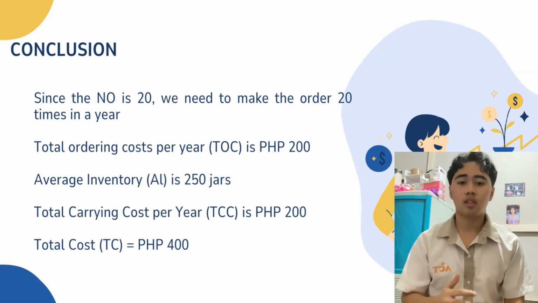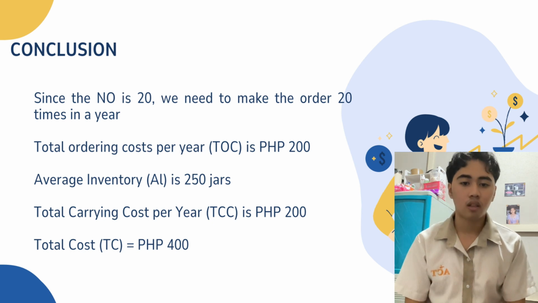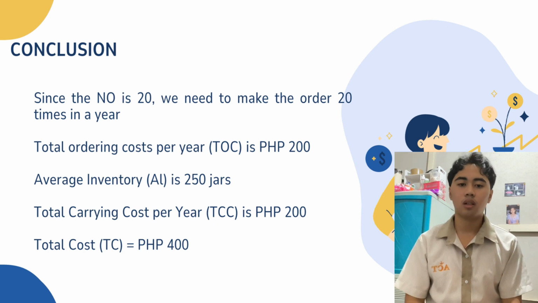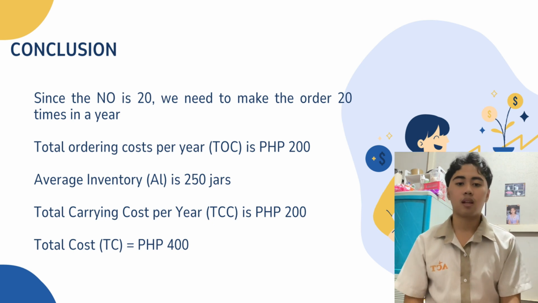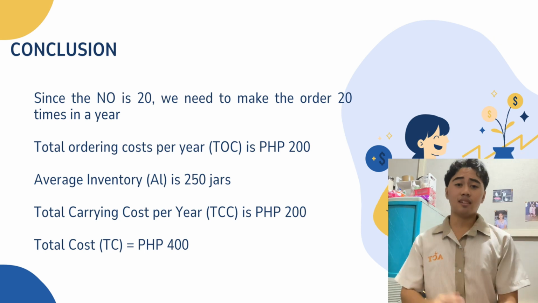In conclusion, since the number of orders is 20, we need to make the order 20 times in a year. And the total ordering cost per year is 200 pesos. And the average inventory is 250 jars. And then the total carrying cost per year is 200 pesos. And the total cost is 400 pesos. That's how to get your EOQ.